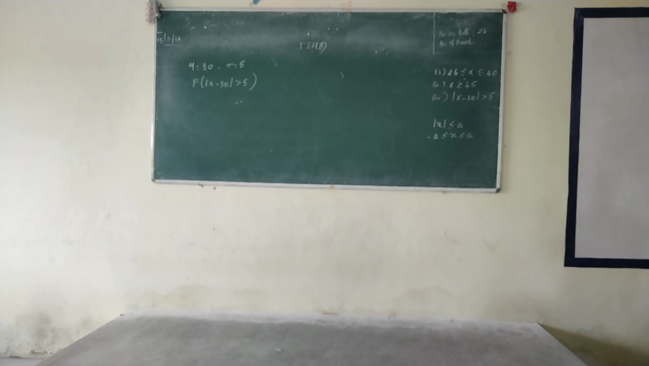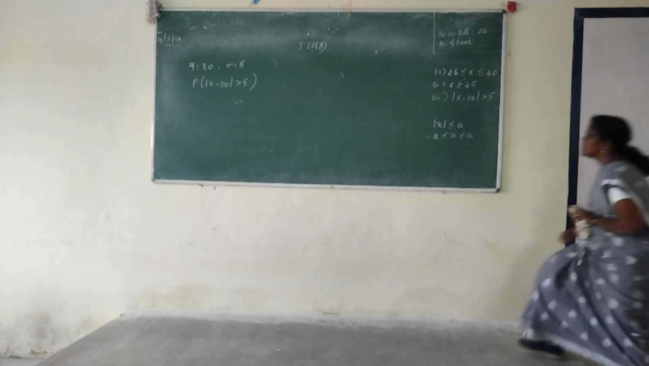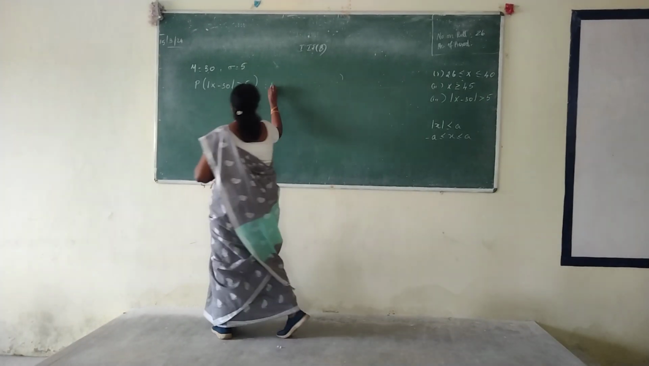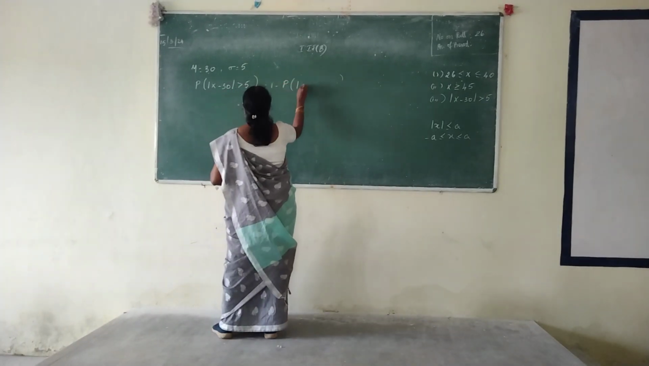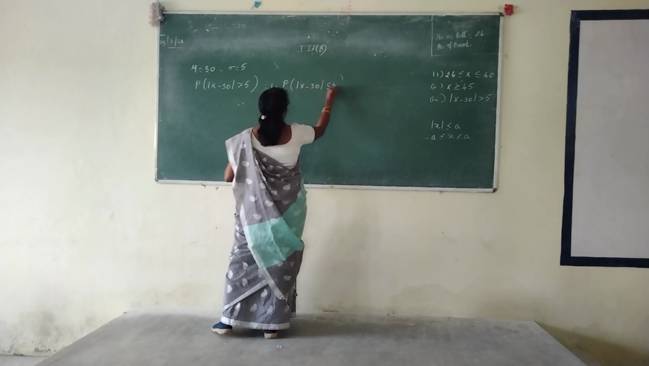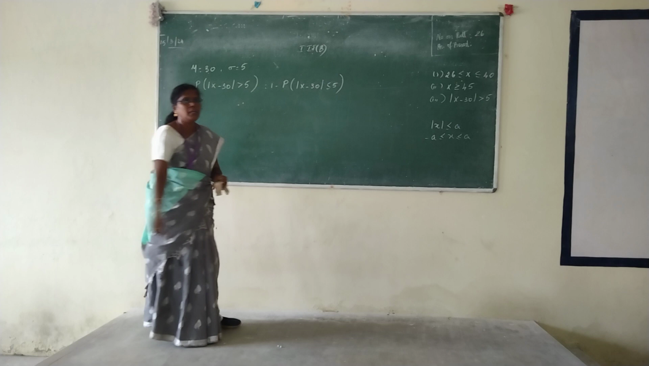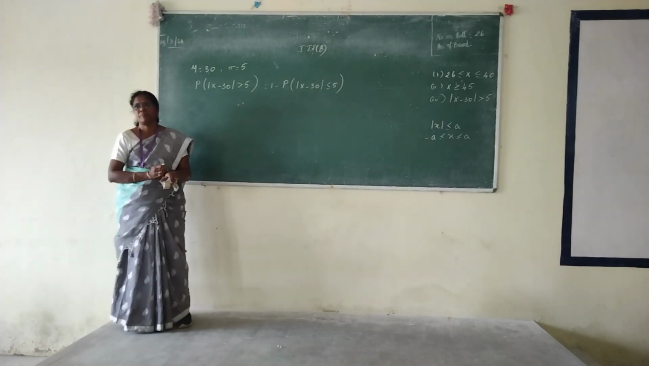Using the complementary, first you are going to convert them as less than or equal to, then you are going to remove the modulus symbol. So remember that point correctly: modulus cannot be removed directly if there is a greater than symbol. It can be removed only if it is less than or equal to. So this is equal to 1 minus probability of mod x minus 30 less than or equal to 5, using our probability concepts, complementary tools.